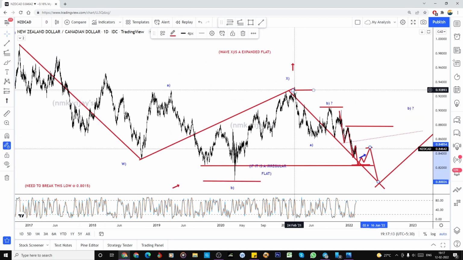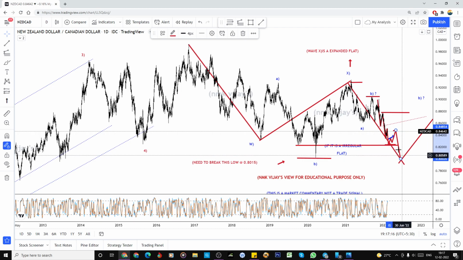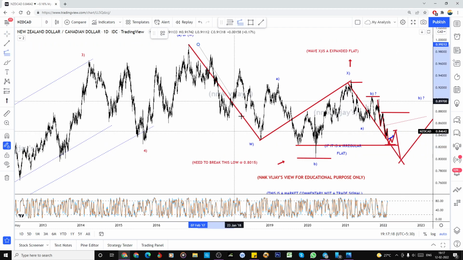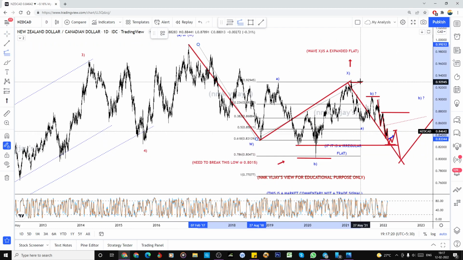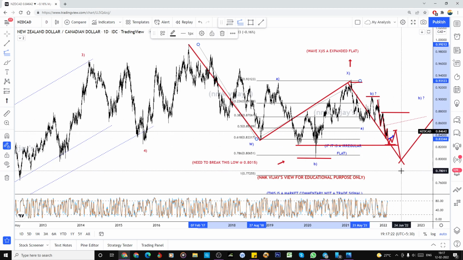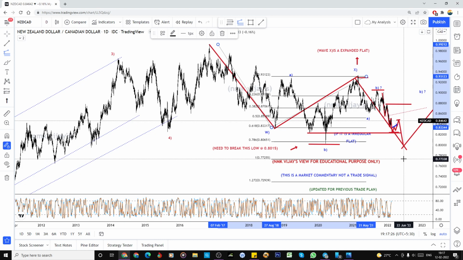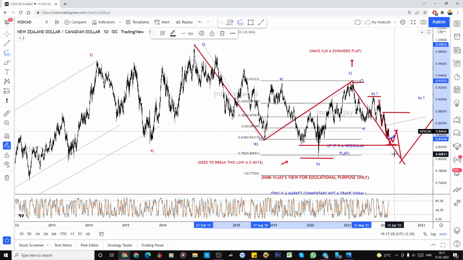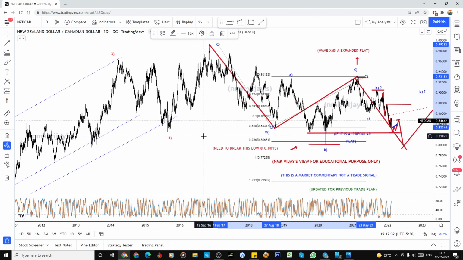The positional view has to be completed in this zone. If we measure the Fibonacci expansions also, nearly what I'm expecting is maybe a 7, right? So let's wait for that to complete. So this is my detailed analysis on the daily and weekly chart.